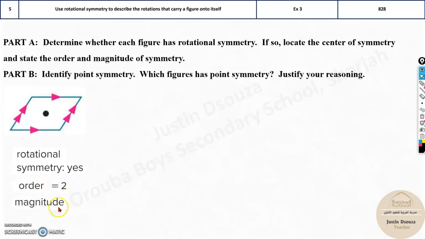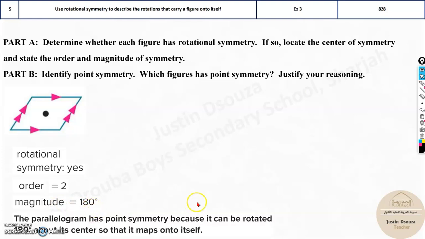So if it's two times, that means the magnitude is 180 degrees. If the magnitude is 180 degrees, it has point symmetry because it maps about its center onto itself at 180 degrees. So this is the concept behind the symmetry. It is very simple. Just know that point symmetry means 180 degrees or upside down. Just think about the upside down, the shortcut. If you can see, yes, this upside down, it'll be the same thing.